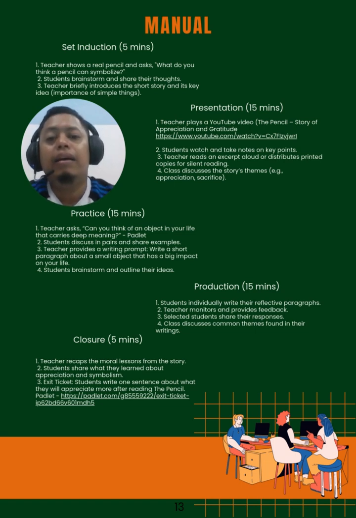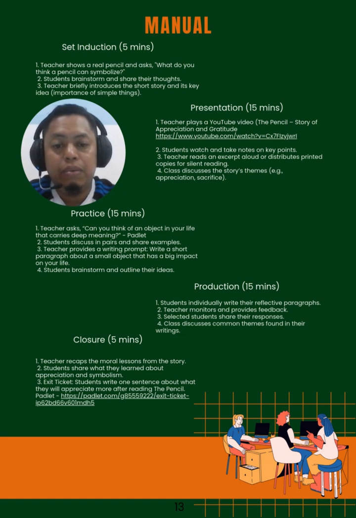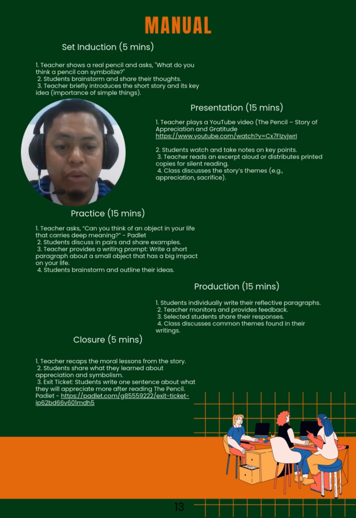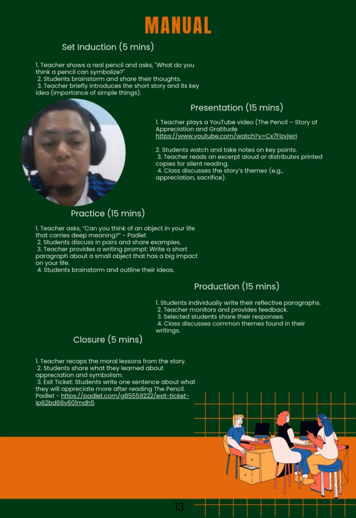Right now we move to the production phase. This is where students individually write their reflective paragraph. As they work, I will walk around monitoring their progress and provide feedback on their ideas and writing. Once they have completed their work, selected students share their response with the class. We then discuss common themes that appear in their writing, reinforcing the idea that even the smallest things in life can have powerful meaning.